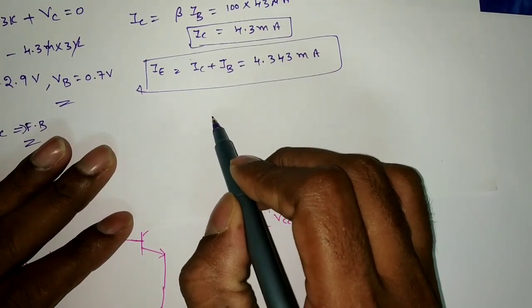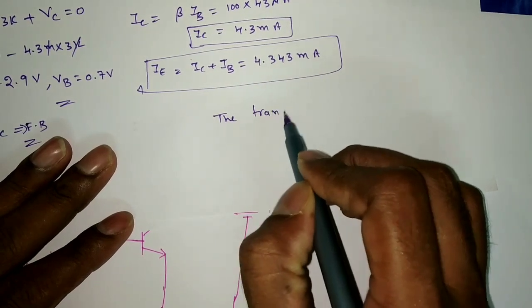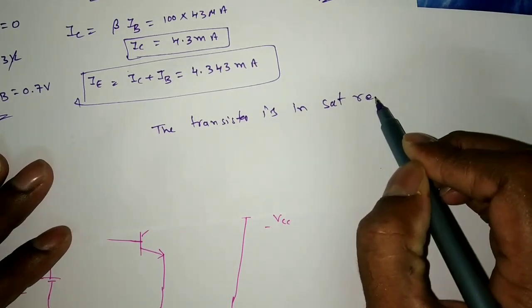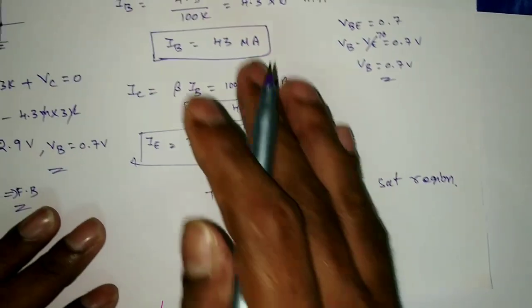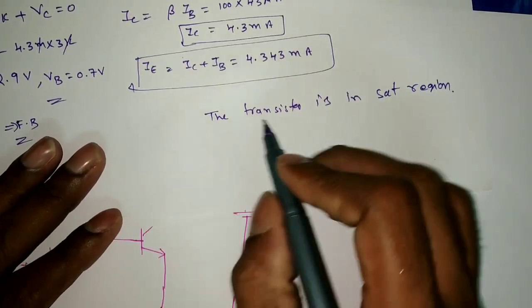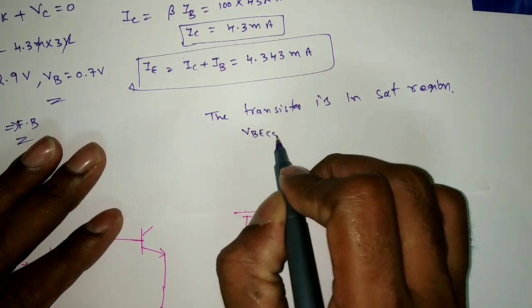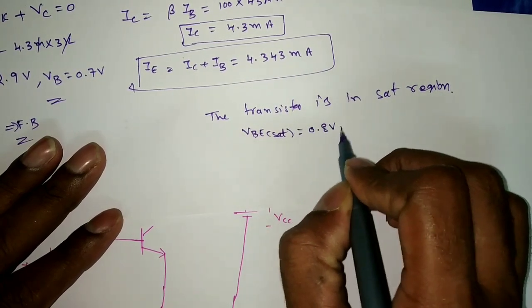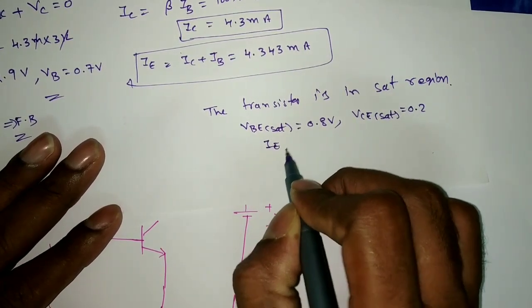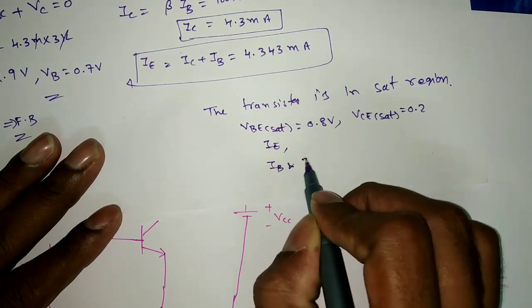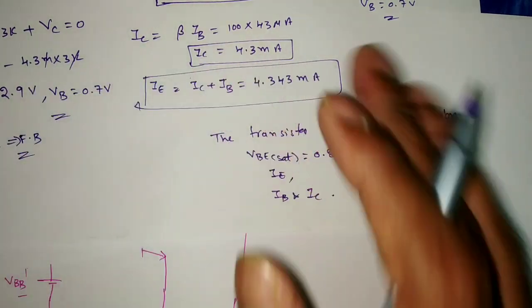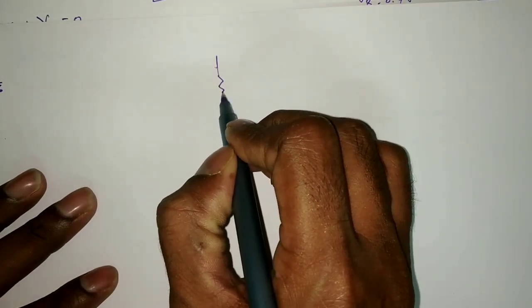So that means finally the transistor is in saturation region. So whatever we found, all currents are wrong. So again we need to assume the transistor is in saturation region. That means VBE sat 0.8 volts and VCE sat 0.2 volts. Then we need to find again IE, IB and IC. So I hope it is clear. Now we will find again the currents. So I'll go very fast.